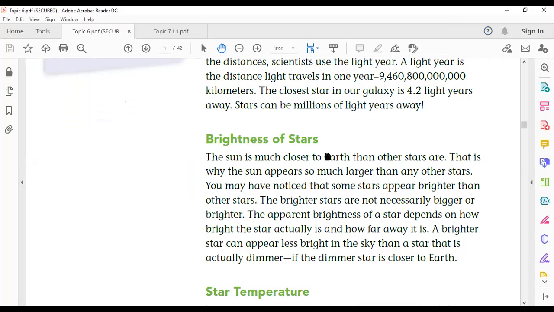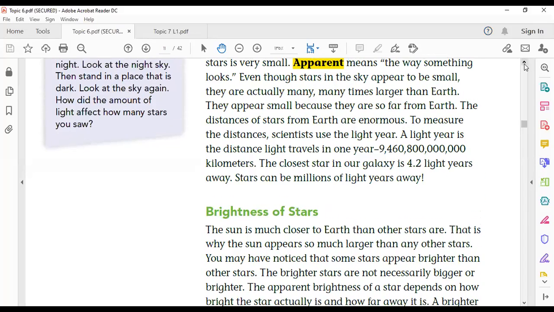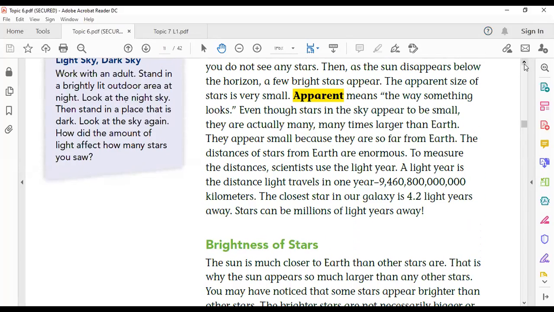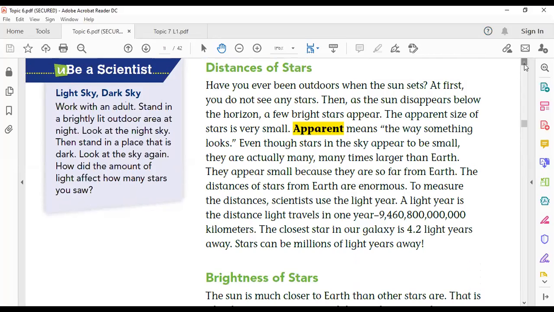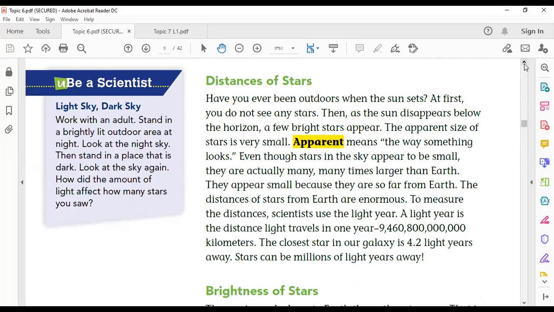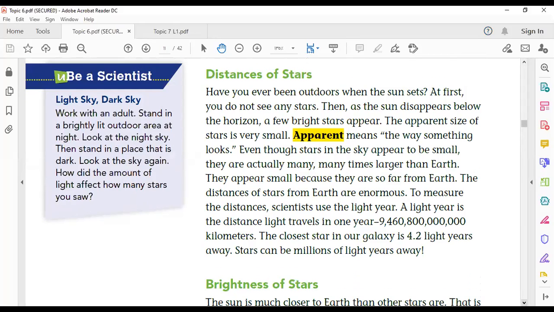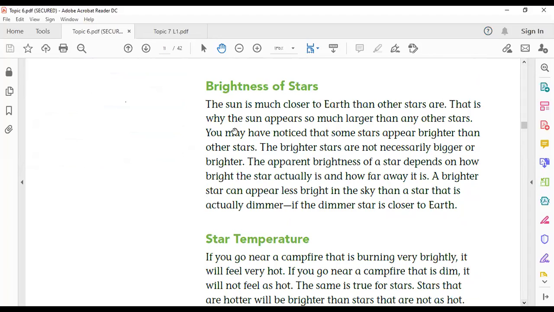Now, the brightness of stars. In the previous paragraph, the first paragraph, we were talking about the distances of stars, and we know that distances in space are very huge, and scientists use light years. Okay. Now the brightness of stars.